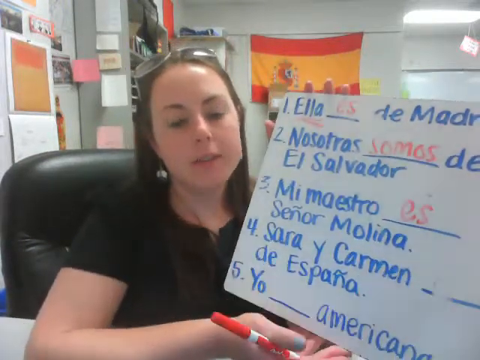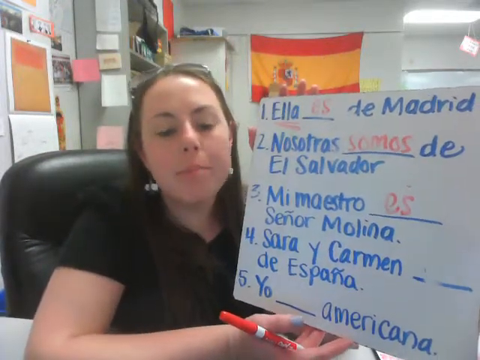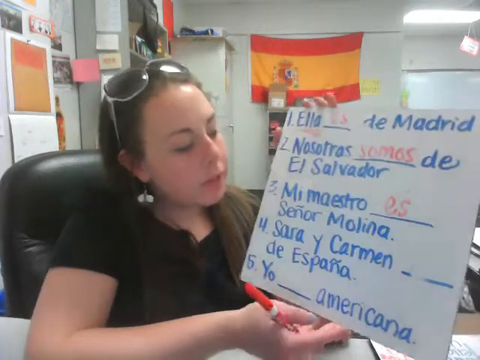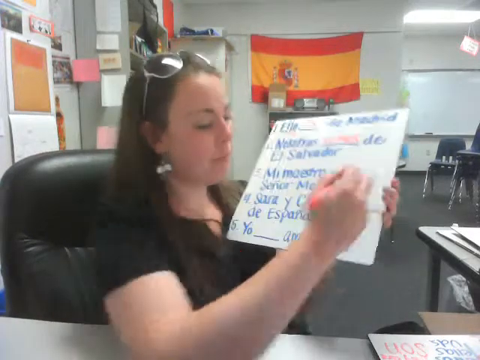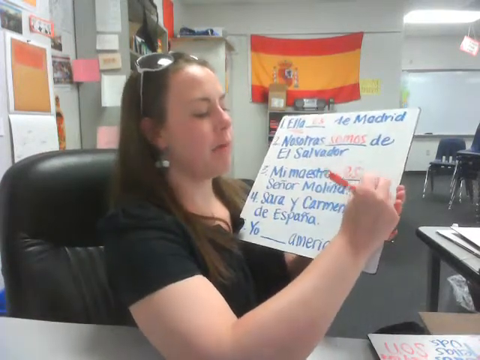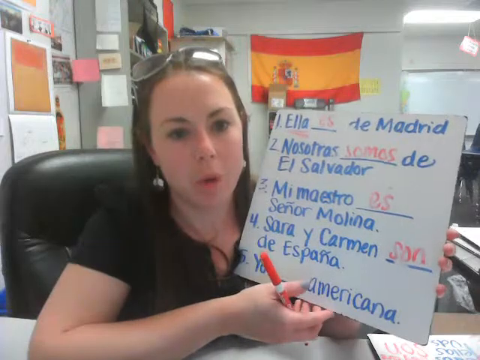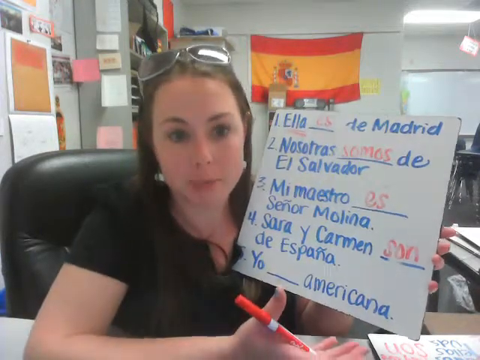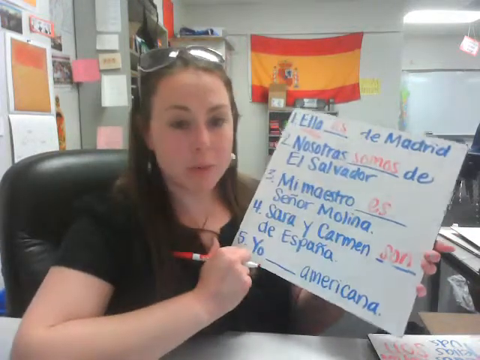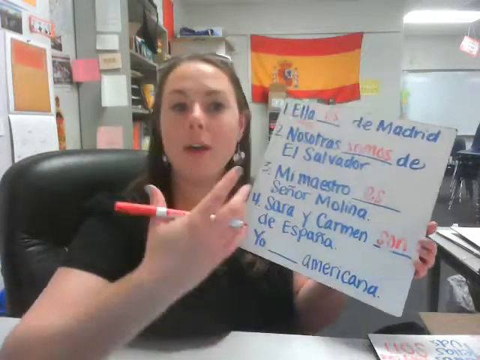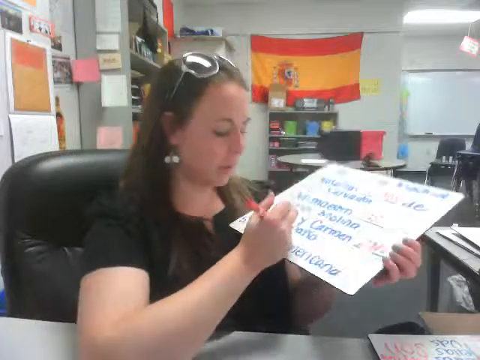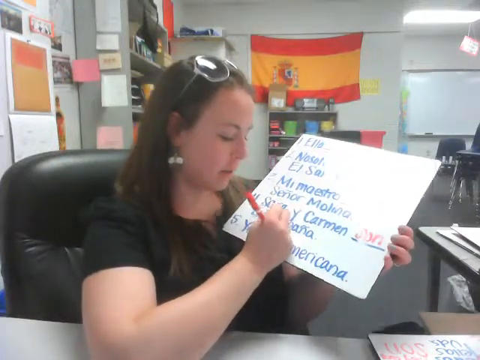Es. Number 4, Sara y Carmen blank de España. For this one, I'm going to say Sara y Carmen because there's more than one, and I'm talking about them. I'm going to say son, because there's more than one person, I'm talking about them. And the last one down at the bottom, yo blank americana. Hopefully you know by now that the yo form is going to come from the top left, and that's going to be soy.